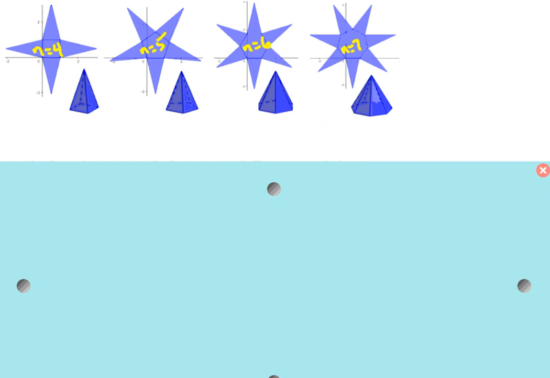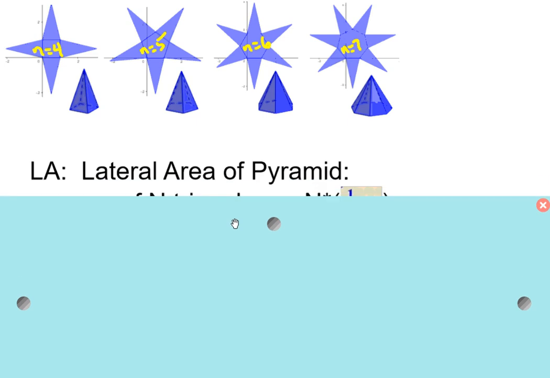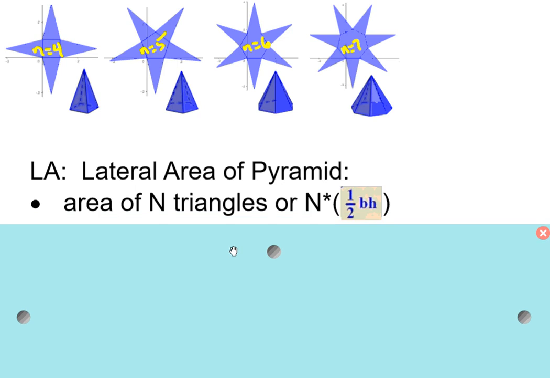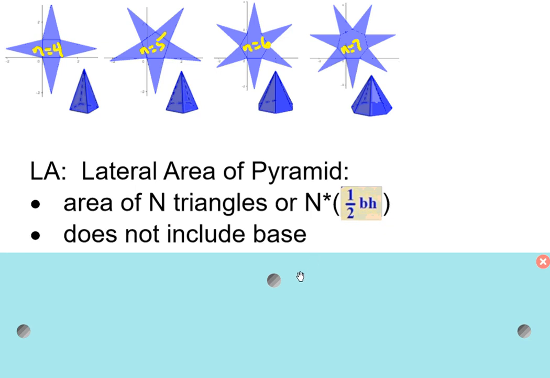And so when we're finding surface area, the first thing we want to do is find the lateral area. Now the lateral area is everything but the base. And so that means it's all of these triangles. And it's going to be n triangles. So in this one, 4 triangles, here 5 triangles, 6 triangles, 7 triangles. And our formula is going to be n times the formula for the area of a triangle, which is 1/2 base times height. And just another reminder that this does not include the base.